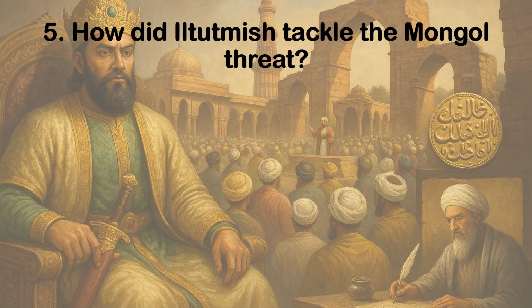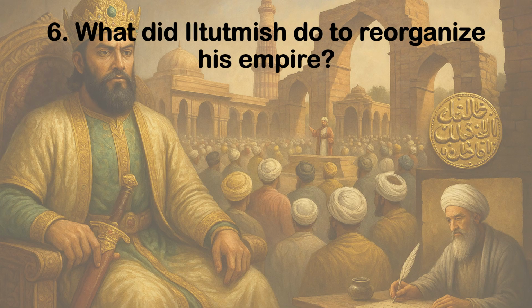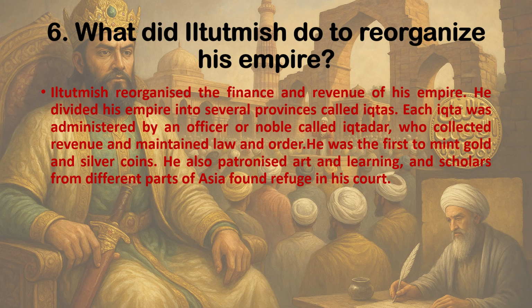How did Iltutmish tackle the Mongol threat? The Mongol danger appeared when Genghis Khan had reached up to the borders of the Delhi Sultanate in pursuit of the Shah of Persia. However, Iltutmish refused politely to give shelter to the Shah and saved India from a possible Mongol attack.